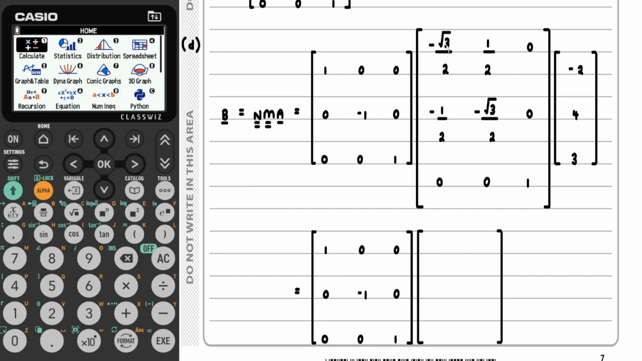So here we would have negative root 3 over 2 times negative 2 plus a half times 4 plus 0 times 3. That's root 3 plus 2. Then we have negative 1 half times negative 2 plus negative root 3 over 2 times 4 plus 0 times 3. That's 1 subtract 2 root 3. And then we have 0 times negative 2 plus 0 times 4 plus 1 multiplied by 3, which is 3.